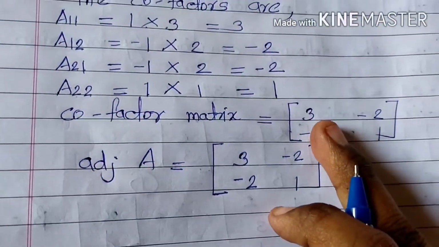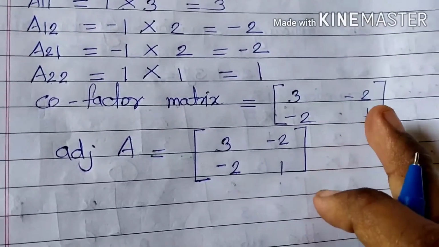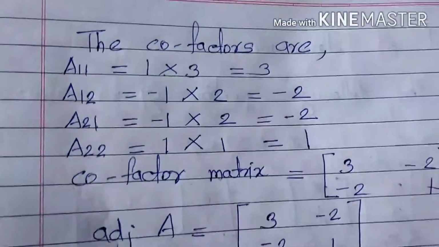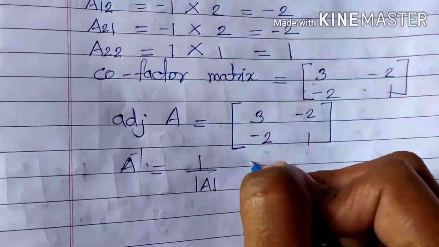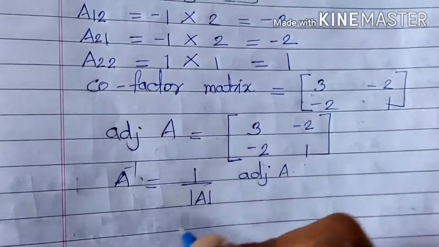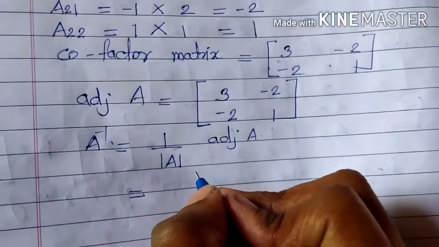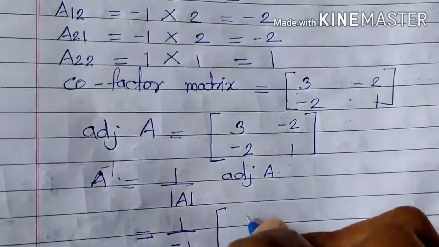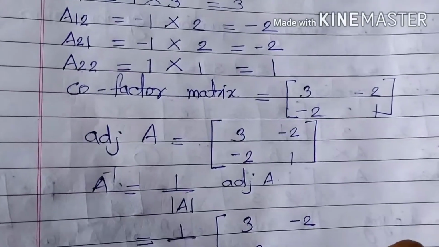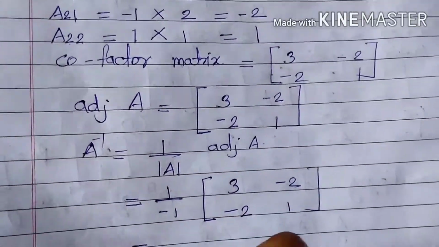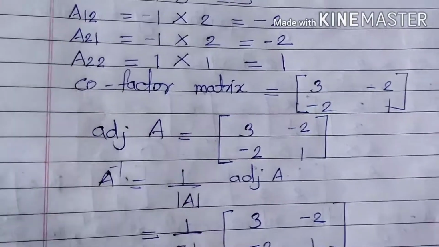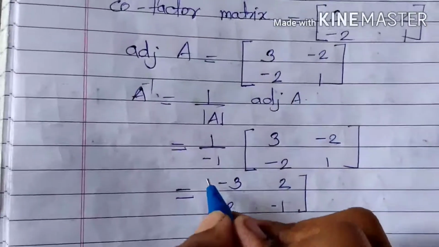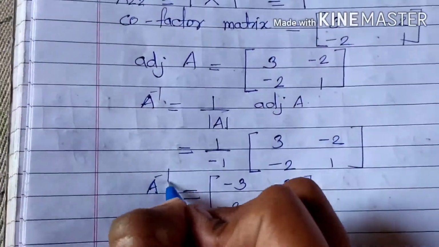So after interchanging rows and columns, it's same as cofactor matrix. Now find A inverse. A inverse is equal to 1 upon determinant of A into adjoint of A. The value of determinant of A is minus 1. So minus 1 into 3, minus 2, minus 2, 1. So multiply this by minus 1, you get minus 3, 2, 2, minus 1. So it is your A inverse.